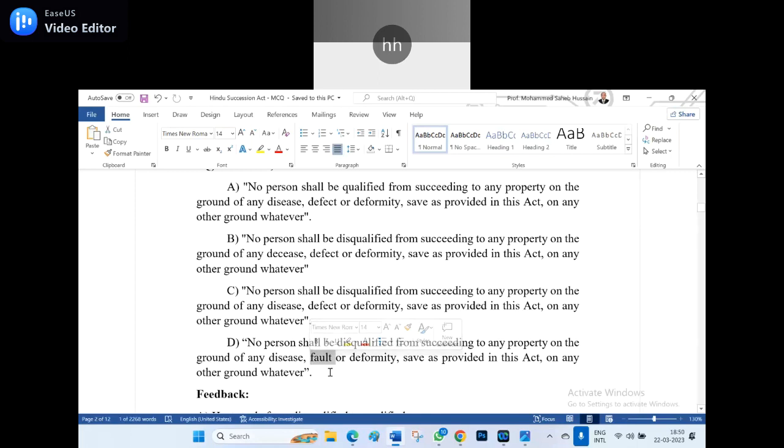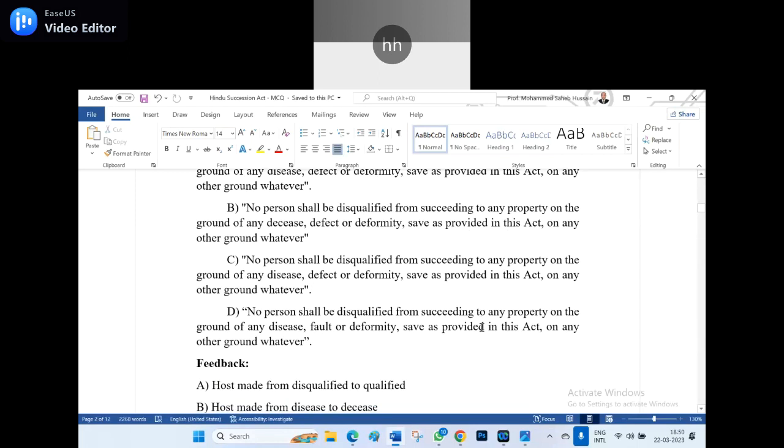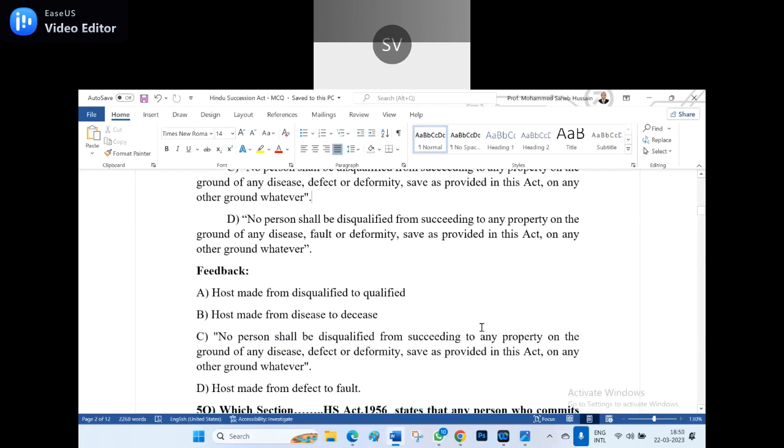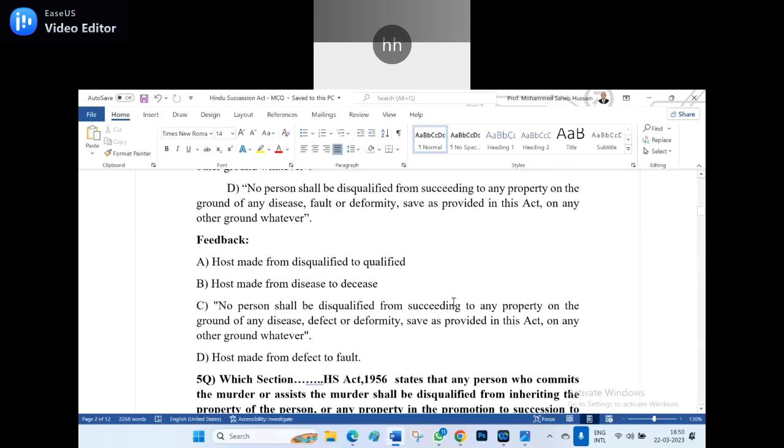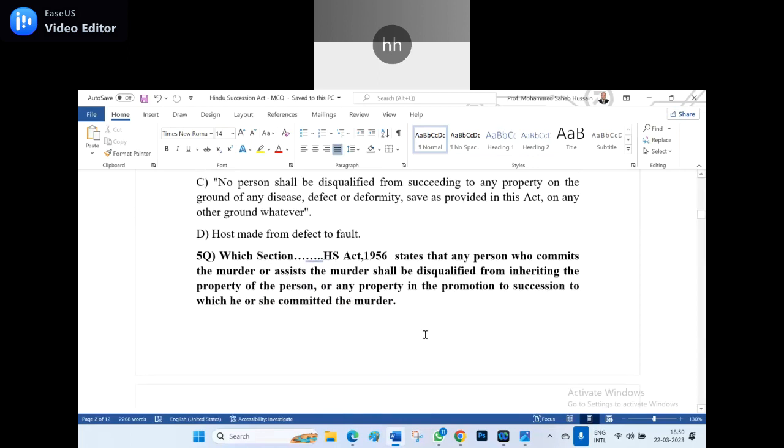So which is the right answer? C is the right answer. Is it clear? See, in A, I changed from disqualified to qualified. In B, I changed from disease to decease. C: no person shall be, I did not change it. D: I changed from defect to fault. Is it clear? Say clear, yes sir.